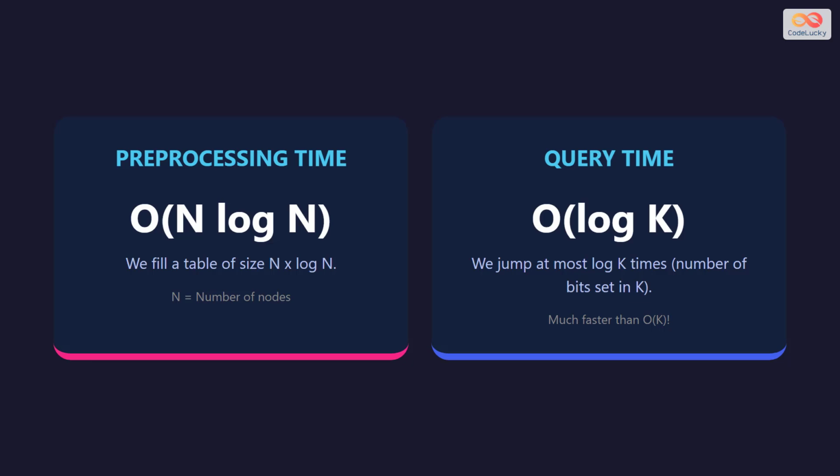Let's look at the efficiency. Preprocessing the table takes O(n log n) time, because for every node, we compute log n ancestors. However, each query now takes only O(log k) time, which is drastically faster than the naive O(k). This makes it suitable for handling massive datasets.